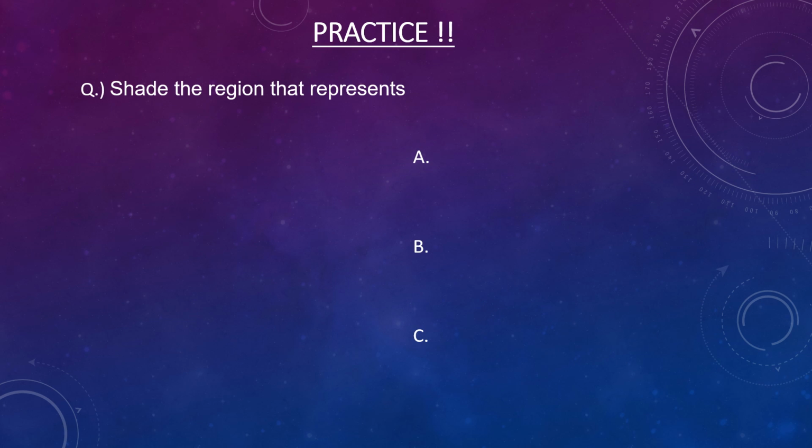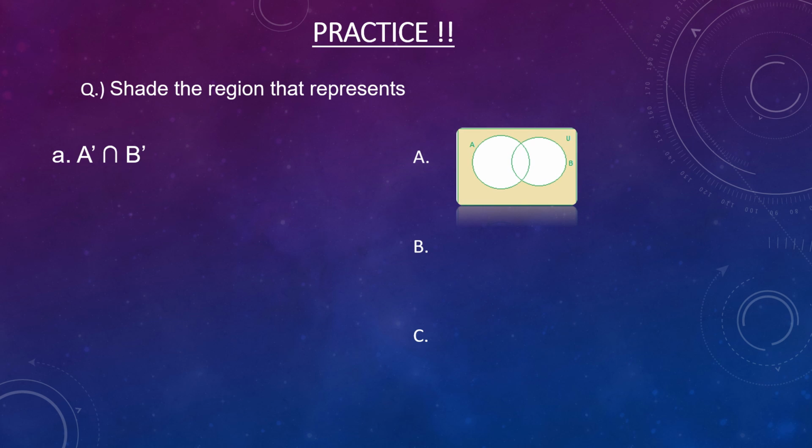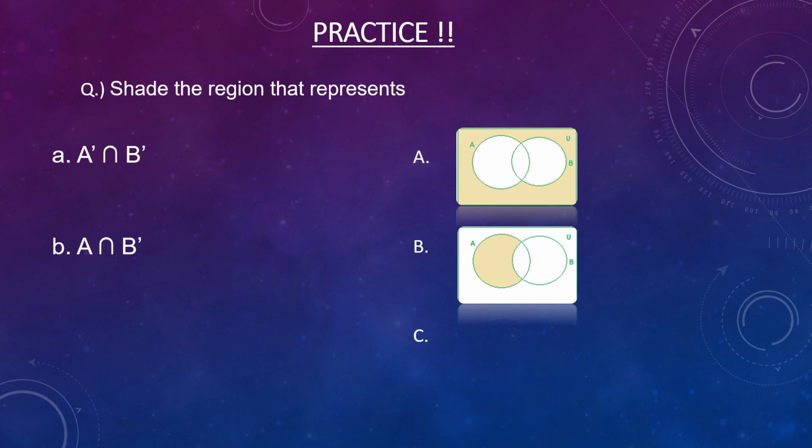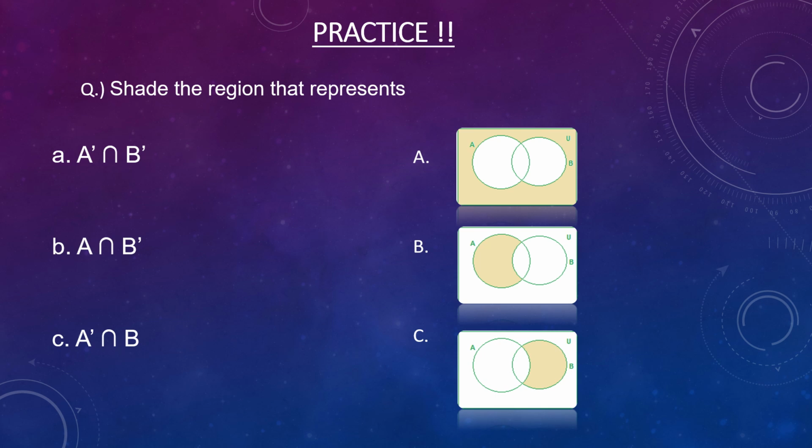Practice time. Shade the region that represents A complement intersection B complement. This means we have to shade the region where there are no elements of A and no elements of B. Second, A intersection B complement. There must be elements of A but no element of B. This gives output the same as the difference operator. Now A complement intersection B: there must be elements of B but not A. This gives output as B minus A.